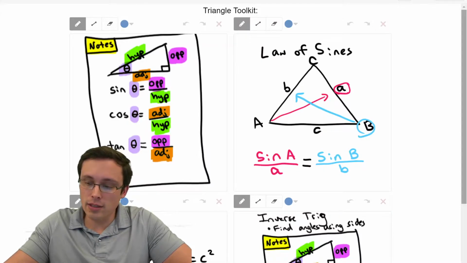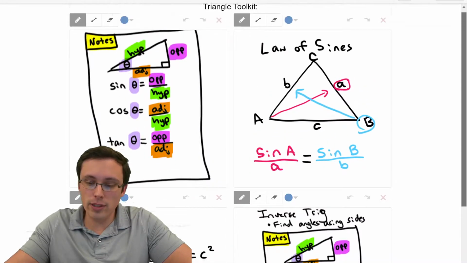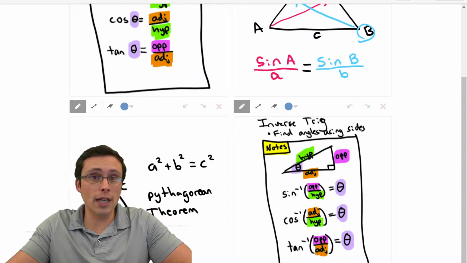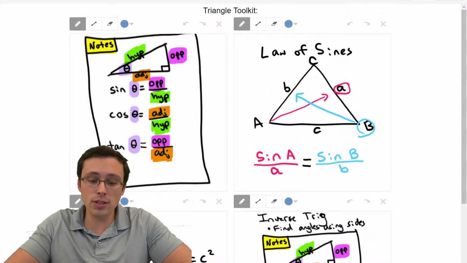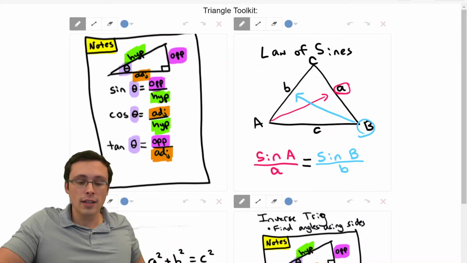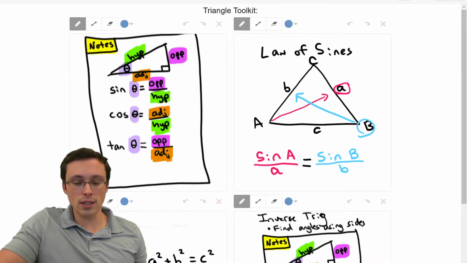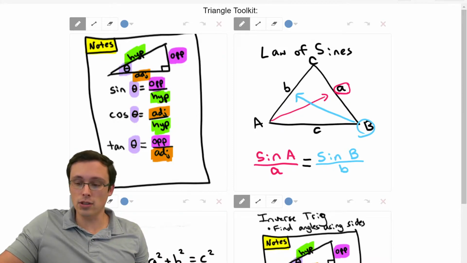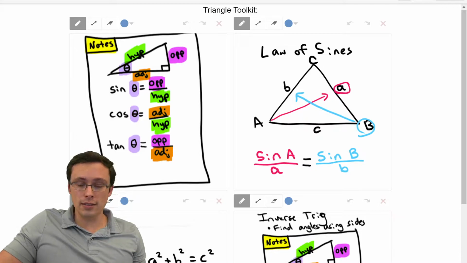All right, slide 2 is some notes. These are the important triangle toolkit notes that we have so far. Basically, we have sine, cosine, and tangent. It works in right triangles. Sine is the opposite over the hypotenuse, cosine is the adjacent over the hypotenuse, tangent is the opposite over the adjacent. We have the law of sines in the top right here.